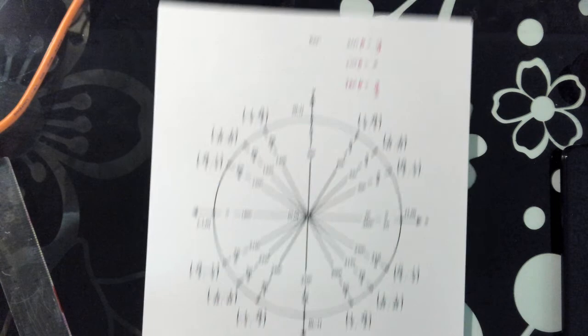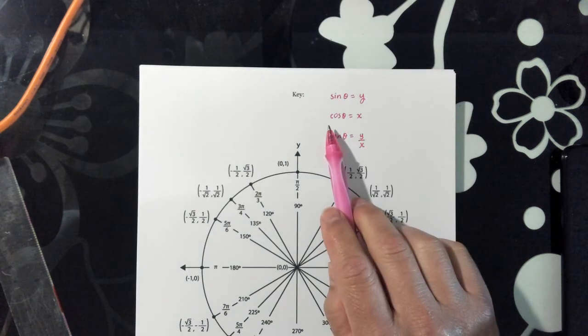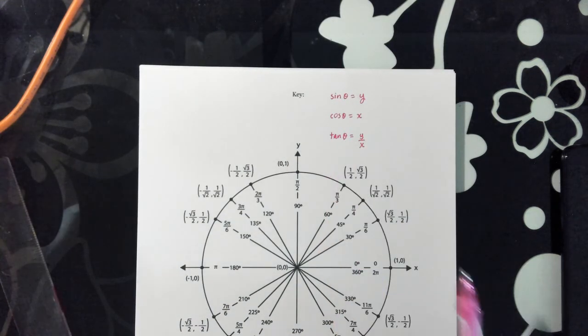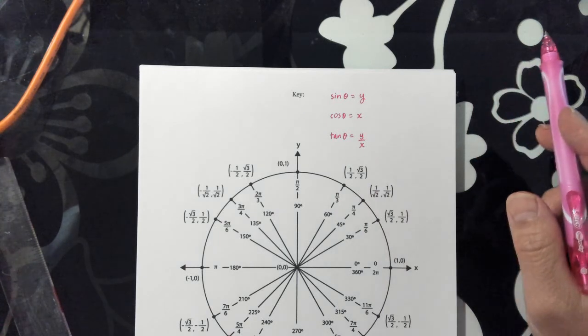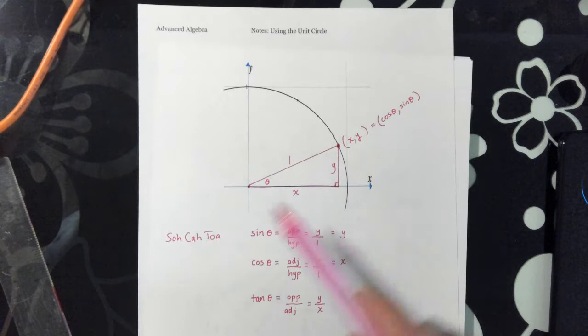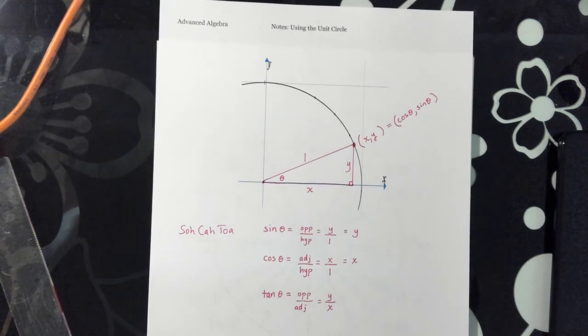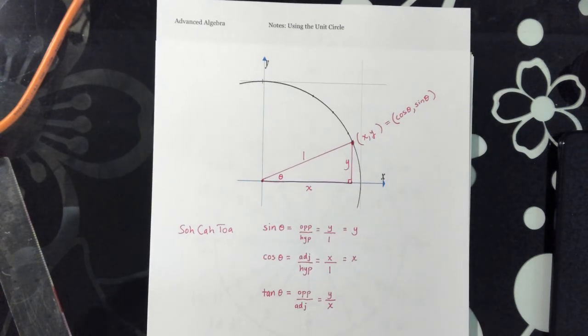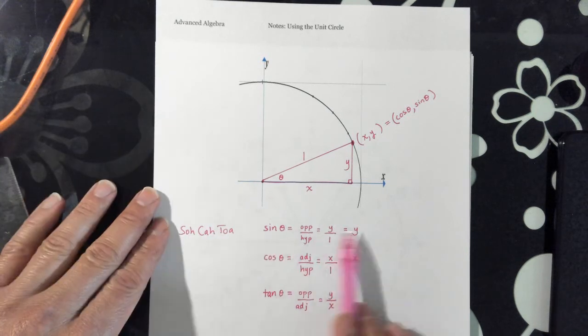Recap. Sine is y, cosine is x. Do I have that memorized? Absolutely not. I don't have that memorized. I have to go through this process every single year, and then I'm like, oh, yeah, that makes sense. Sine is y. That is why sine is y.